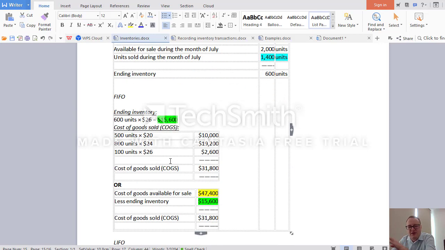Then you can subtract this 15,600 from cost of goods available for sale, and find the cost of goods sold. Then you are selling the first batch, 10,000, still not enough to get 31,800. So that's why you need to sell from the second batch and a bit from the last batch. And then you can find the cost of goods sold.